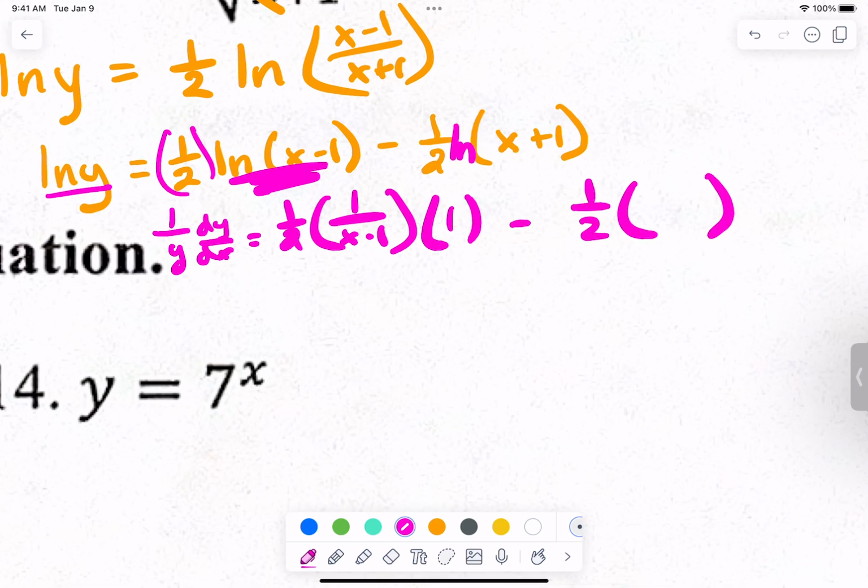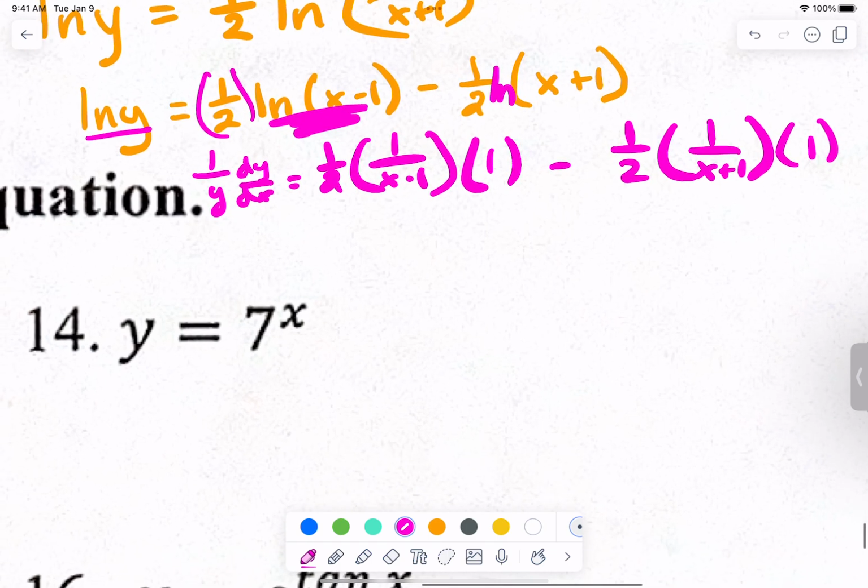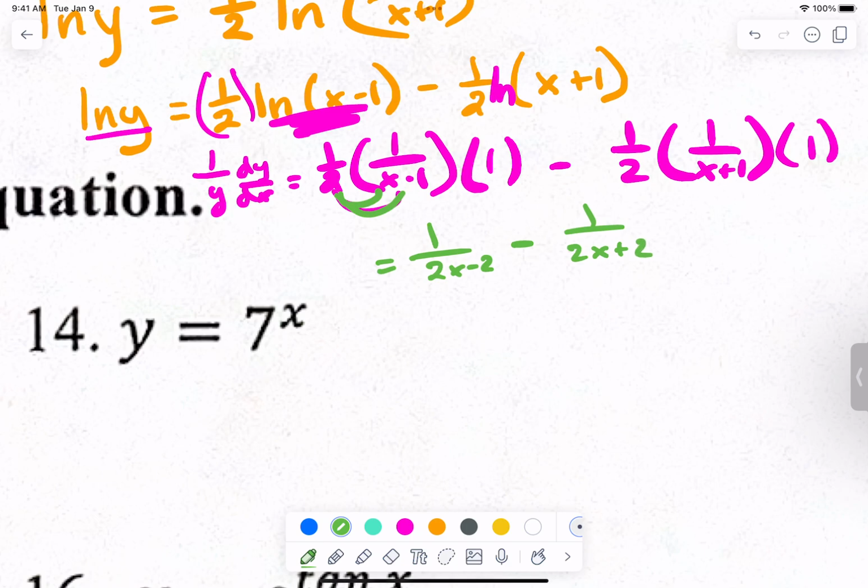Oh, shoot. I forgot an ln here. Did you guys see that? I forgot an ln there. Okay, it's 1 over x plus 1 times the derivative of x plus 1, which is 1. Now you can distribute this 2 through right here. So 1 over 2x minus 2 minus 1 over 2x plus 2. And I'm not going to combine those.